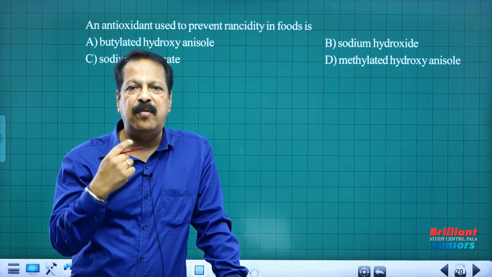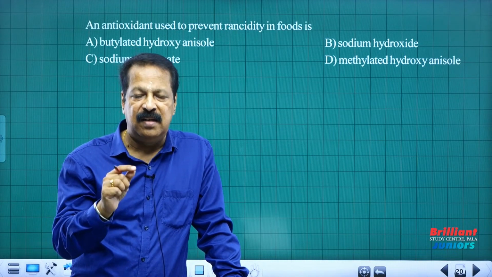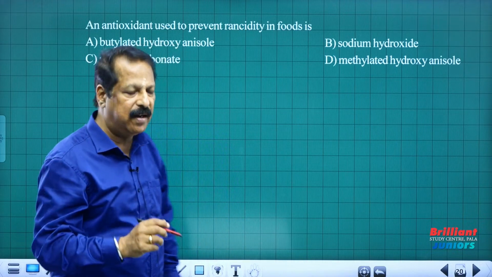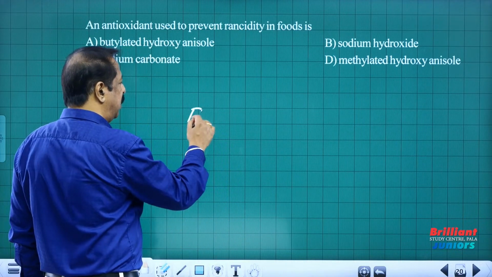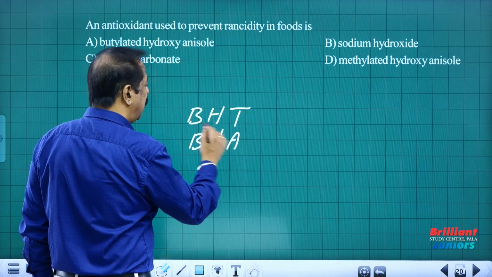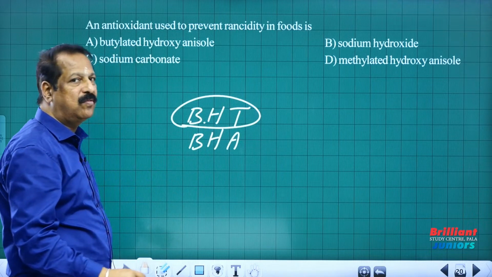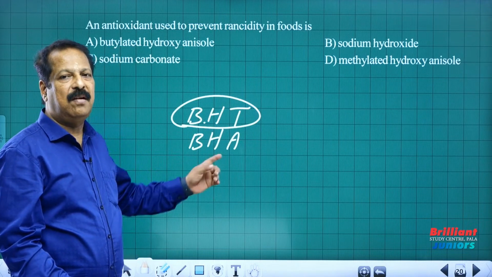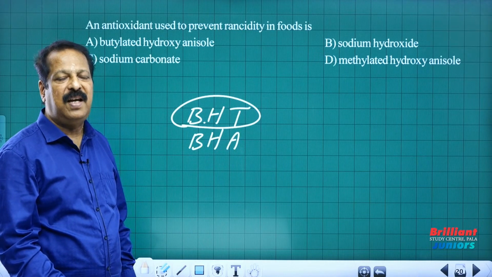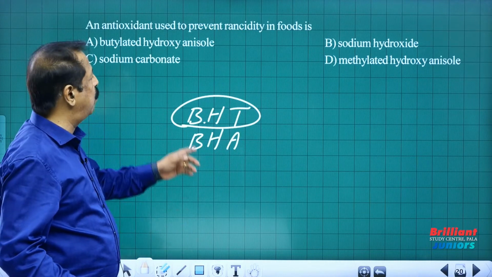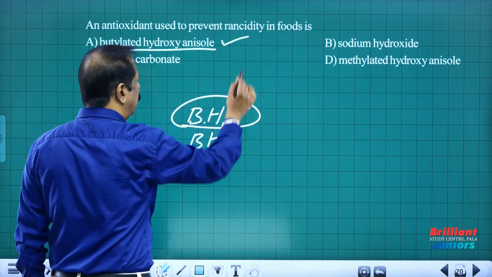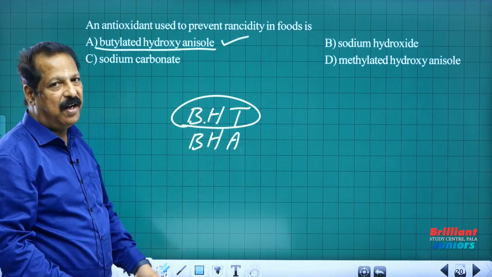For this, we have to prevent rancidity by adding a material called an antioxidant. There are 2 antioxidants. One is called BHT, and the other one is BHA. BHT is butylated hydroxytoluene, and the other one is BHA, butylated hydroxyanisole. So here the answer is butylated hydroxyanisole.